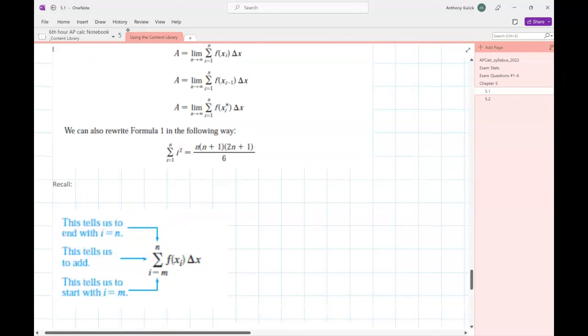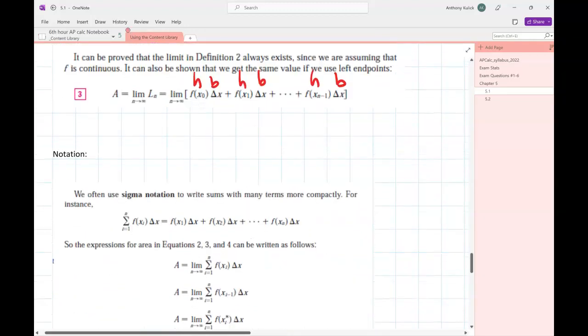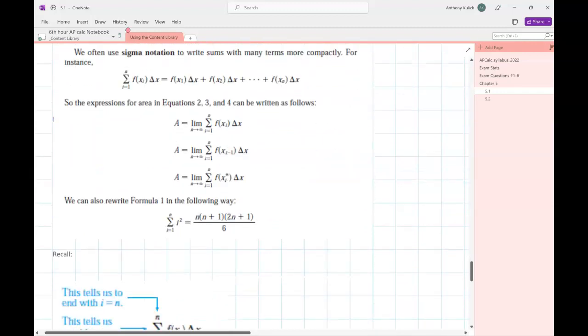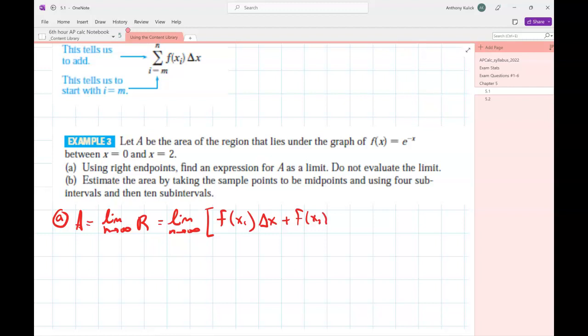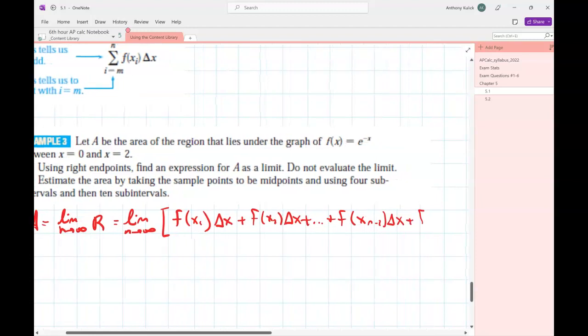So I'm going to go back to this summation and write it that way. So I have the limit of f of x1 delta x plus f of x2 times delta x, and so on, plus f of x n minus 1 times delta x, plus f of x n times delta x.